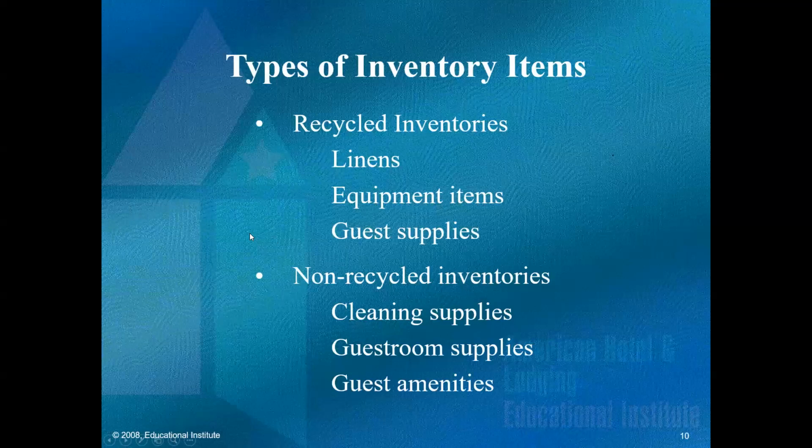All right. So let's talk about different types of inventory items. We have recycled and non-recycled, okay? Recycled are things that we're going to use over and over again, right? We're obviously going to wash our linens. We don't take them off the bed and throw them away. We're going to reuse them. The equipment items, so things like, Anne mentioned vacuums earlier, our housekeeping carts, those equipment items are recycled. And then guest supplies like pens, pads of paper, those types of things that are going to be used in that room over and over again.